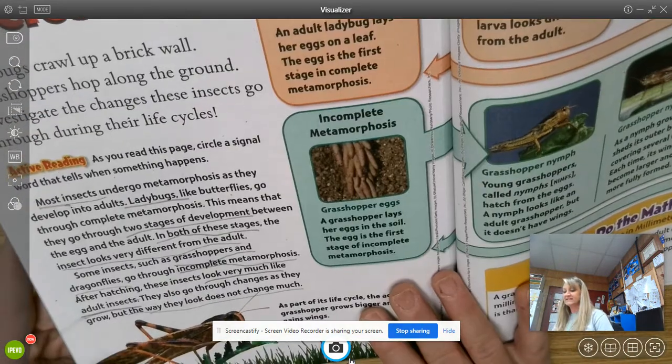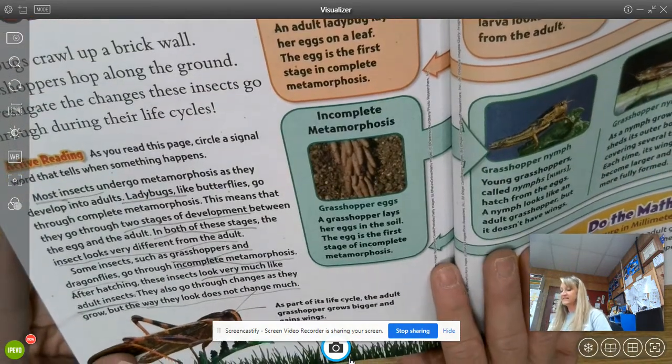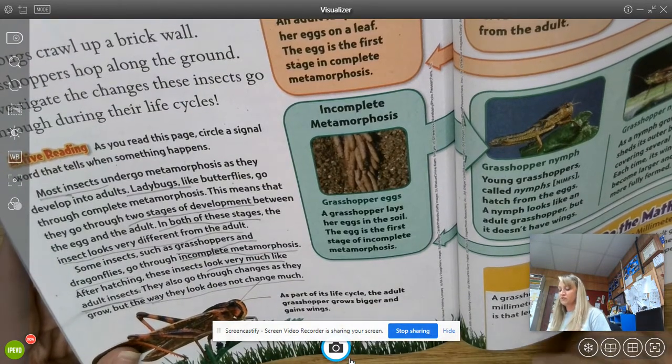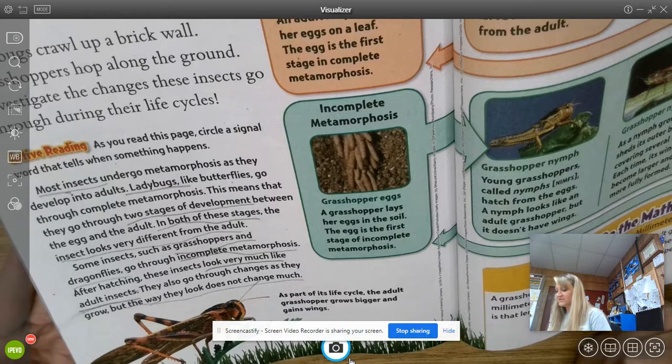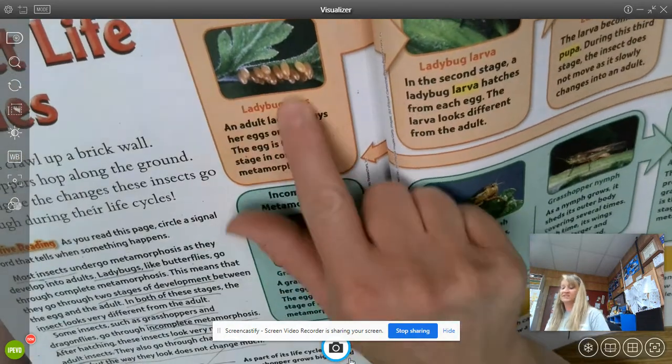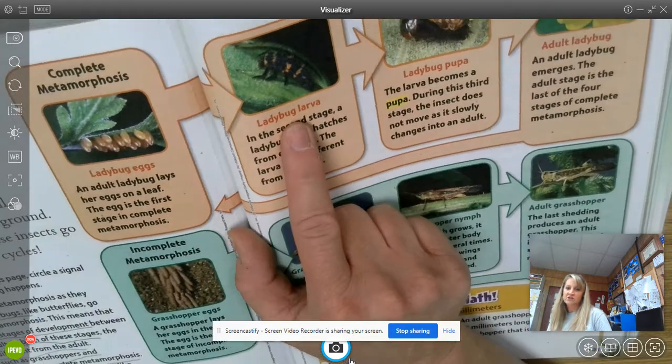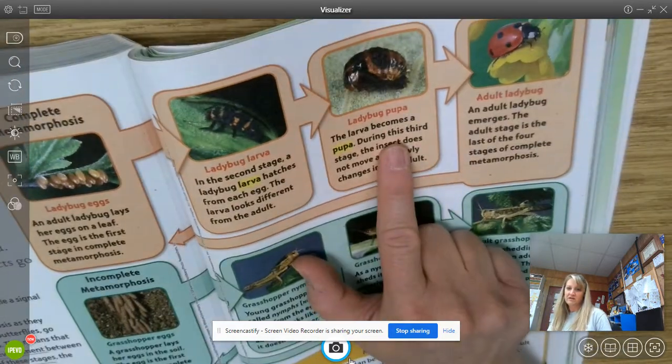Here's the insect's life cycle. Most insects, like ladybugs and butterflies, go through the complete metamorphosis. So here's a ladybug. It has the eggs. It does not look like the adult form. Larva is the next stage, then pupa, then adult.